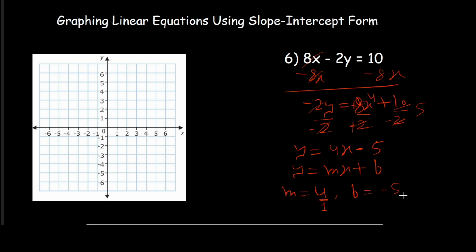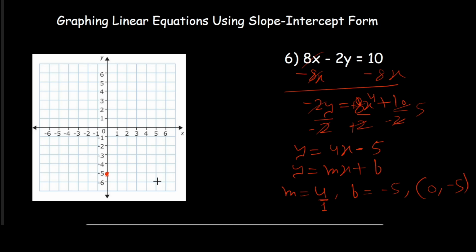So we have a y-intercept which is -5, so the y-intercept is 0 comma -5. The y-intercept is the point where the line crosses the y-axis. So 0 comma -5 is here. Here's our first point, which is the y-intercept, and we have slope 4/1.